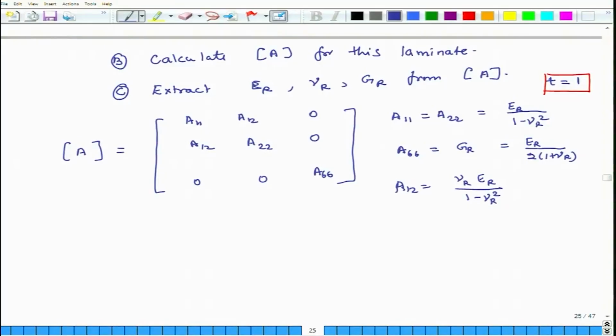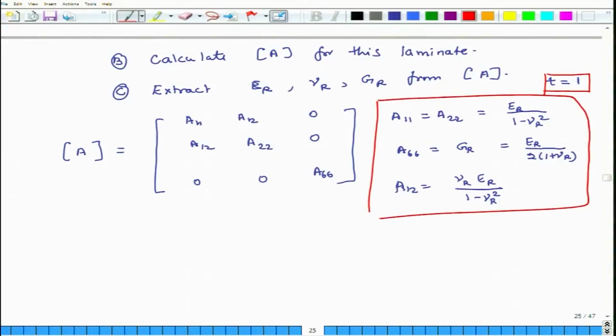Okay. So these are the relations for a randomly oriented ply, right, and I can calculate the values of A11, A22, A66 and A12 using the quasi-isotropic laminate which I am thinking about. Okay. So from these relations then I can back calculate ER, nu R, GR and these things. So let us see how we do that.